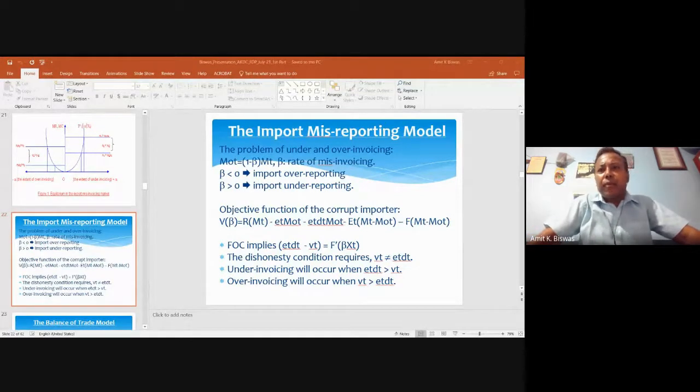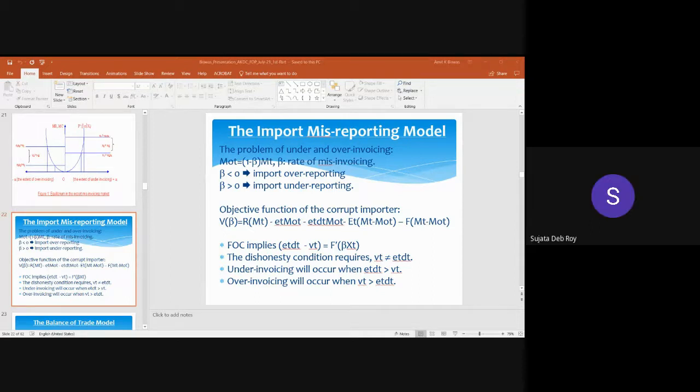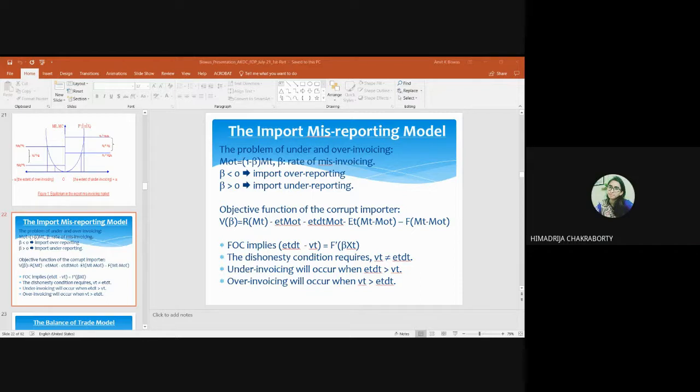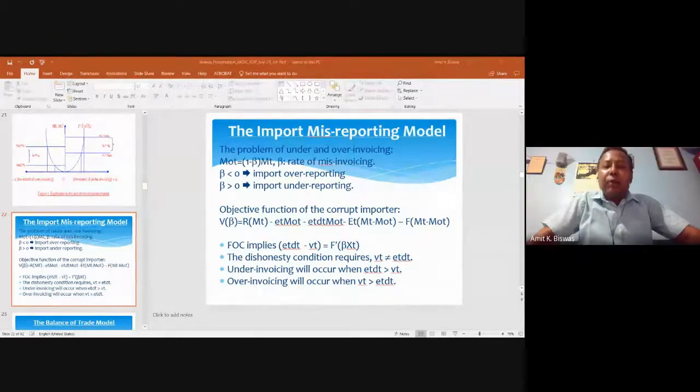If tariff goes up, yes, underreporting goes up. Increase. Very good. If black market premium goes up, should she do the opposite? Yes, I will report correctly. Correctly, not underreporting, because she will earn more from the black market. Right, very good. She will overreport.